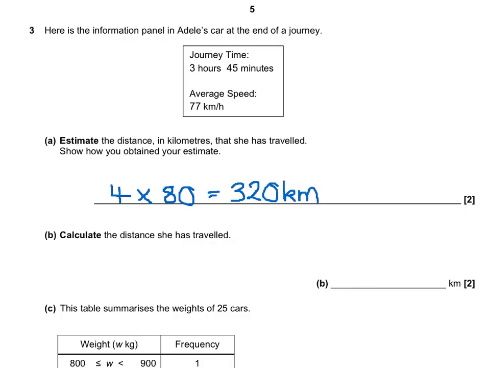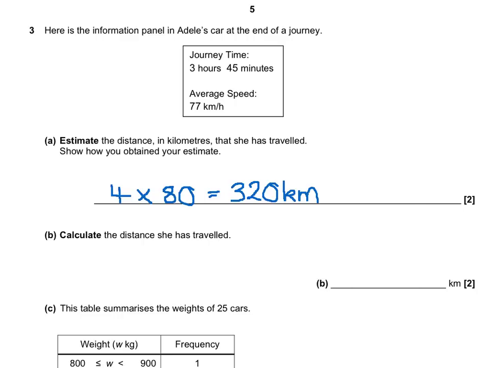Again, you could have done that a couple of different ways. 3.5 times 80 as well would have given you a reasonably sensible answer. Part B, calculate the distance she has travelled. So this time we've got to use our calculators to find the actual distance.